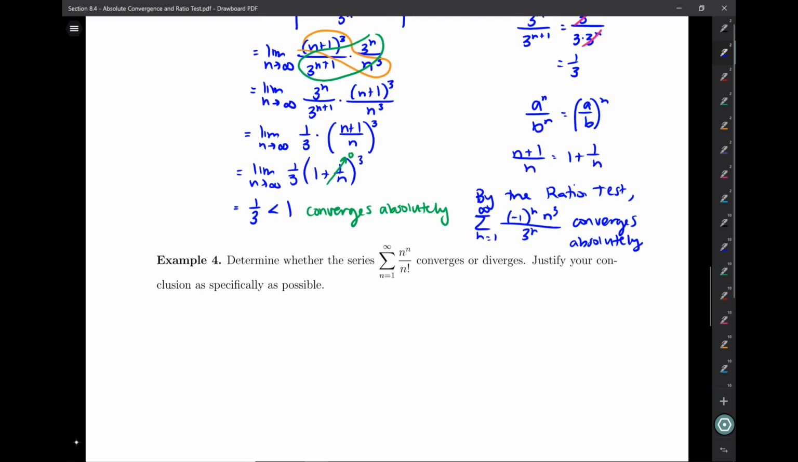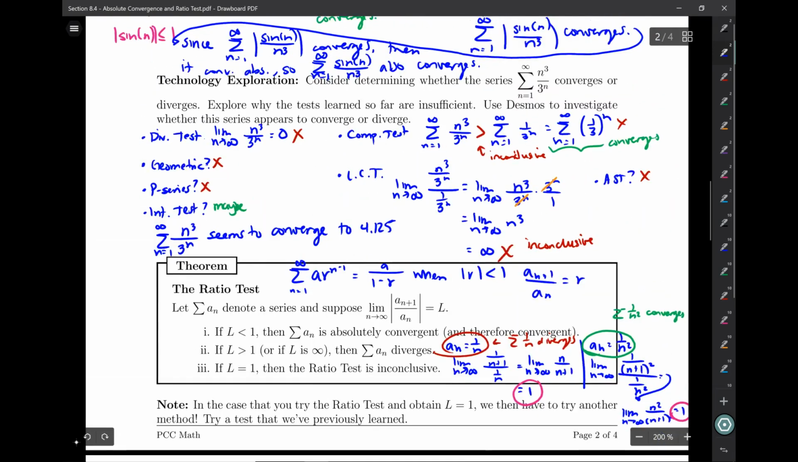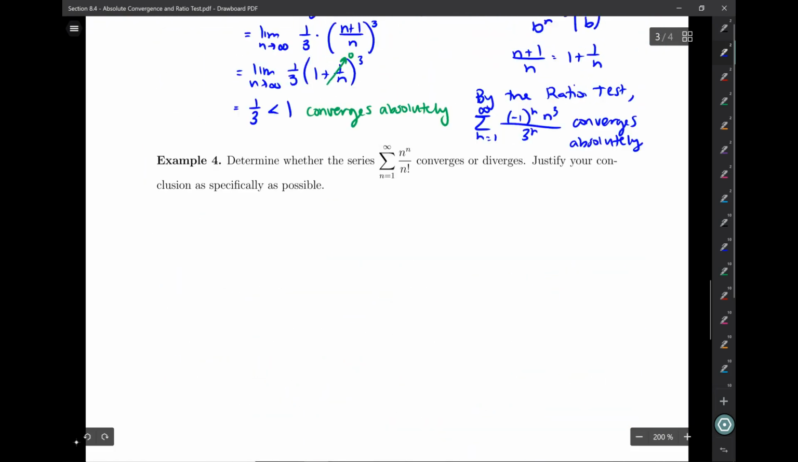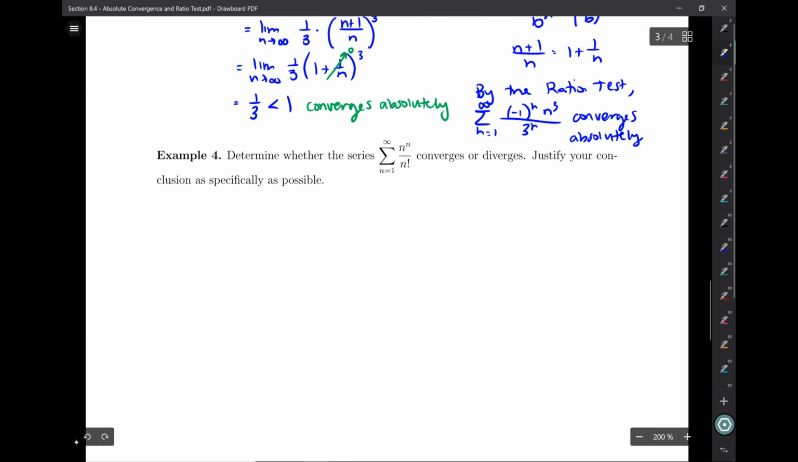Really quick though, sorry I moved forward, but since this converges absolutely, then remember that that means that this series also converges, and that was the one that we had just looked at that we thought looked like it converged to about 4.125. So I just wanted to point that out as a kind of closure for that particular example. Okay, so we are going to use the ratio test in this case.